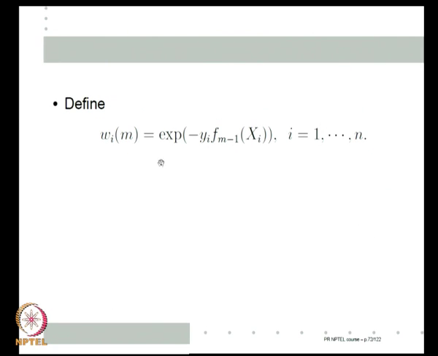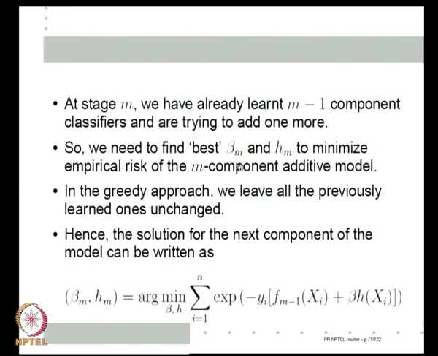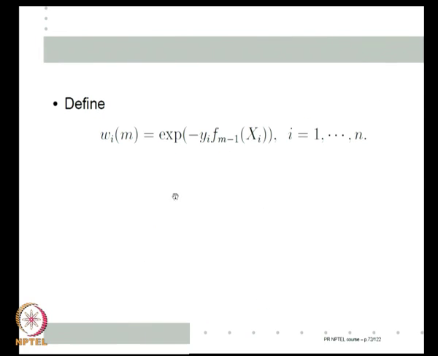So, let us define w_i^m as exponential of minus y_i f_{m-1}(x_i). Why do I want to do that? If I look at just the empirical risk expression, I have exponential of minus y_i f_{m-1}(x_i) into exponential of minus y_i beta h(x_i). The factor exponential of minus y_i f_{m-1}(x_i) does not change by changing beta and h, so it is outside this optimization. That is why we can take that factor out. So, w_i^m is exponential of minus y_i f_{m-1}(x_i).